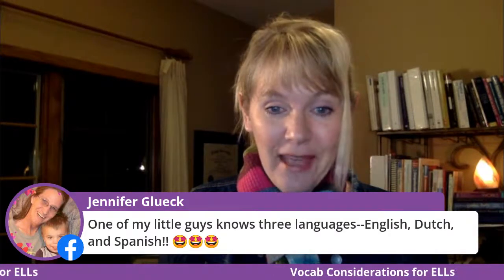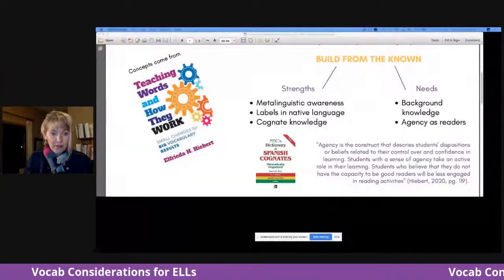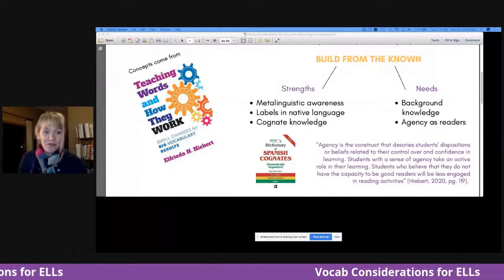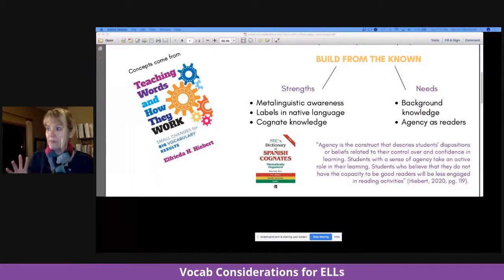Okay, so let's get back to these things that we're going to need to watch out for that are particular needs and strengths of the, oops, I just did the wrong thing. Let's try that. There we go. The needs and strengths of the English learner.